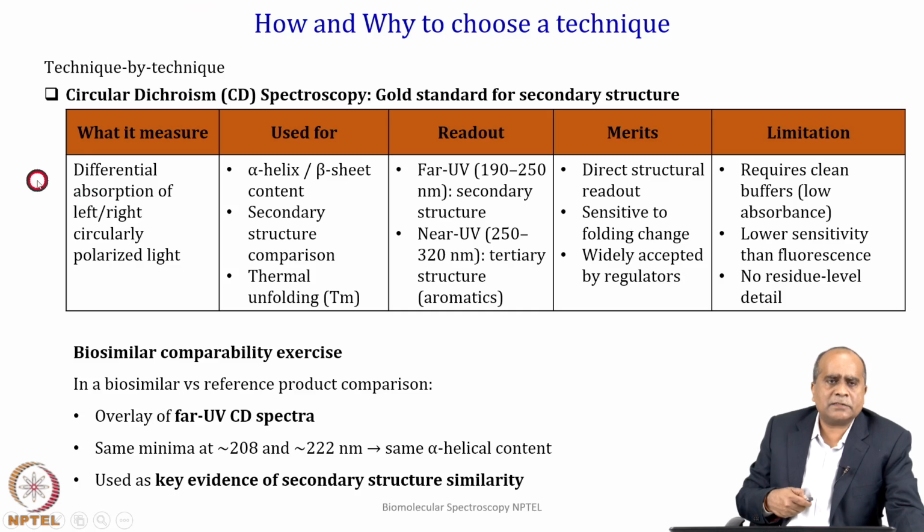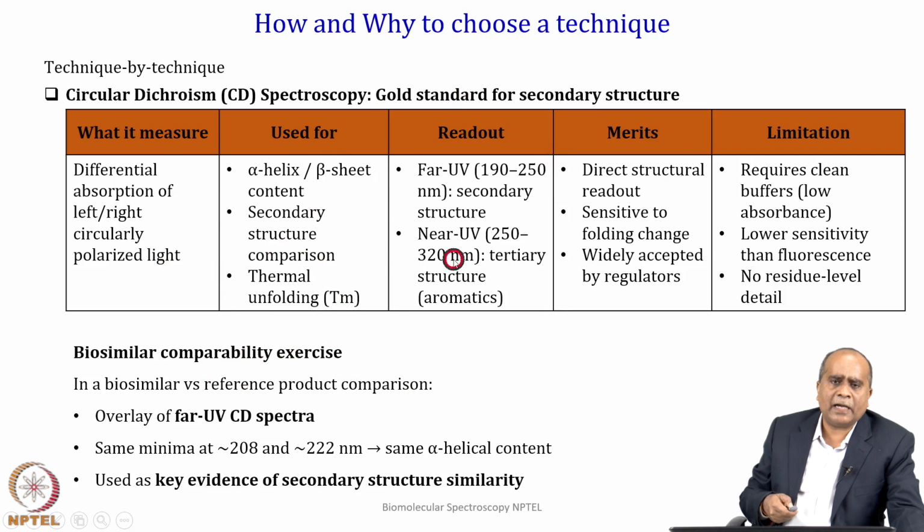The third technique, CD, circular dichroism, is a gold standard technique for secondary structure, right. In protein folding, the first stage happens by secondary structure, then it goes to tertiary. Now, CD is a good technique for measuring the secondary structure. It measures, as we have seen last week, differential absorption of left and right handed circularly polarized light. It is used for quantitation of alpha helix, beta sheet, secondary structure composition, also thermal unfolding, right. So, the thermal unfolding gives the stability of a protein.